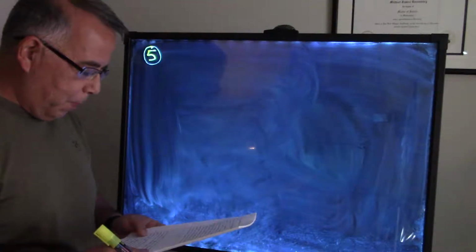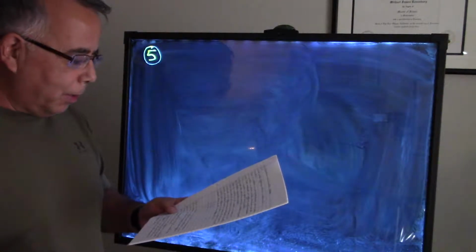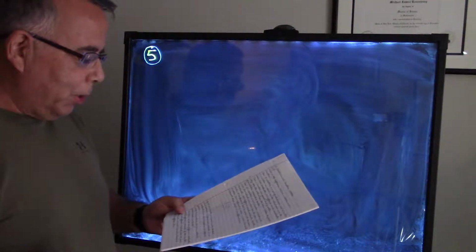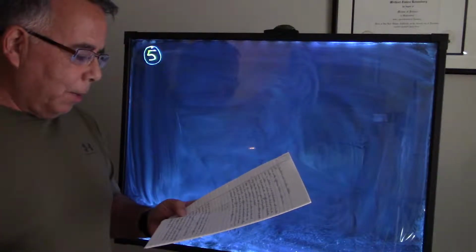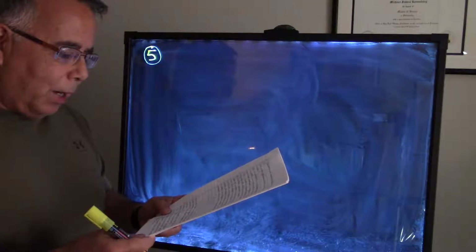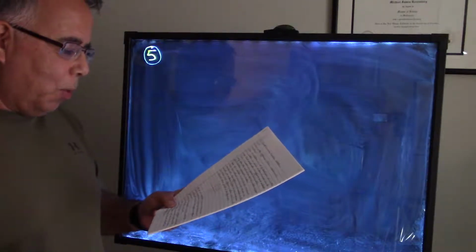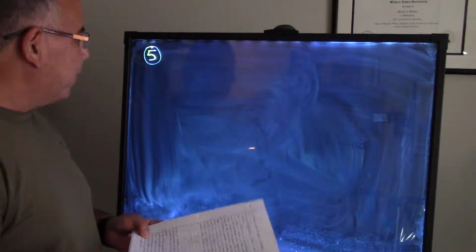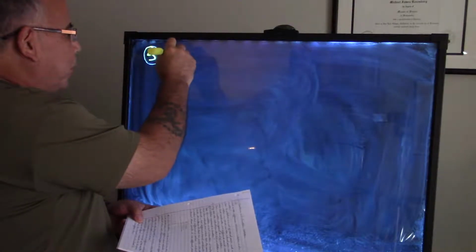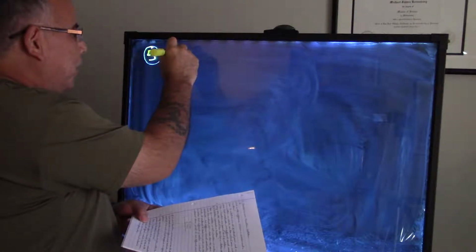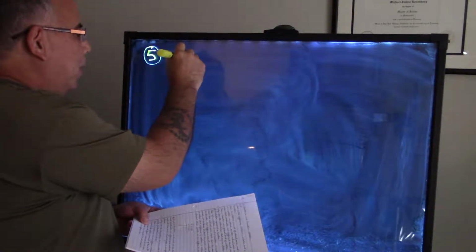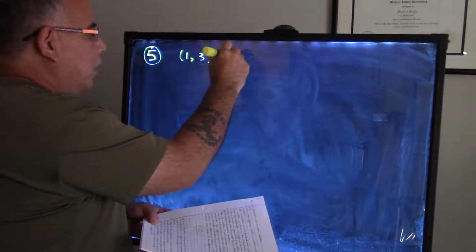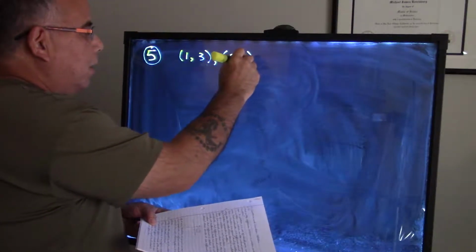Problem number 5. Why does the horizontal line test tell us whether the graph of a function is 1 to 1? Well, first of all, what's a 1 to 1 function? It's a function such that if different x coordinates are paired with different y coordinates, well, that's 1 to 1. So in other words, you have different x coordinates, but if you have the same y coordinate, for example, if you have 1, 3 and 2, 3, this is not 1 to 1.